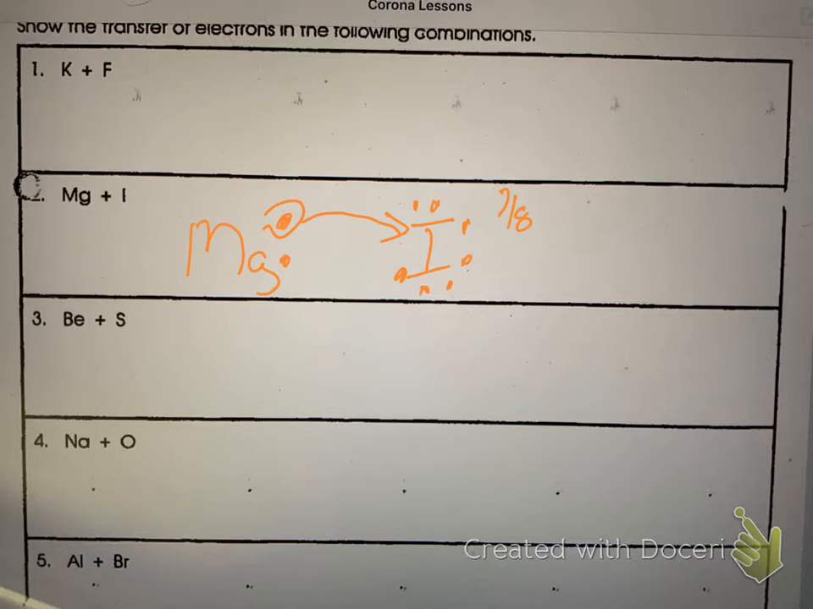But magnesium isn't going to be happy with giving away just 1. So it's got to give that electron to somebody else. But this iodine won't take it, but a different iodine will. So one of these electrons comes to this iodine, and the other magnesium electron comes to this iodine. So let's take a look at that. So we've got 1 magnesium, and we've got 2 iodines. So MgI2.